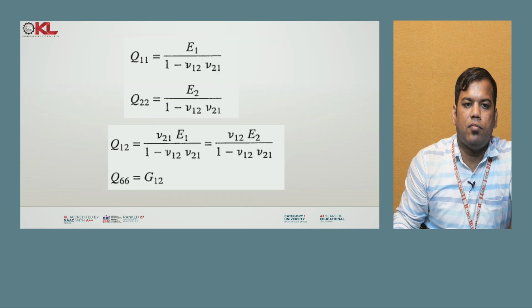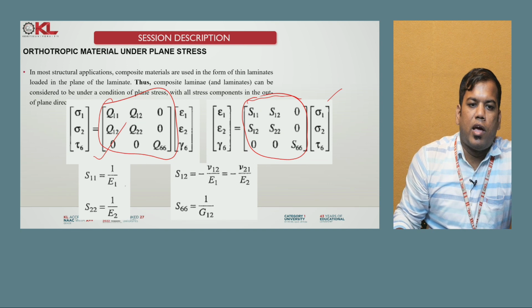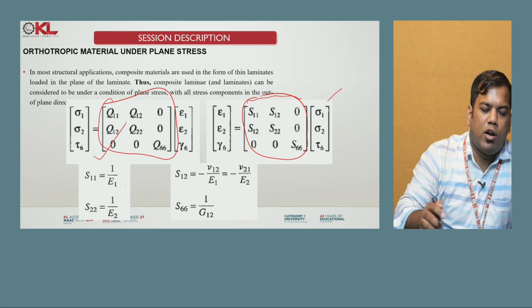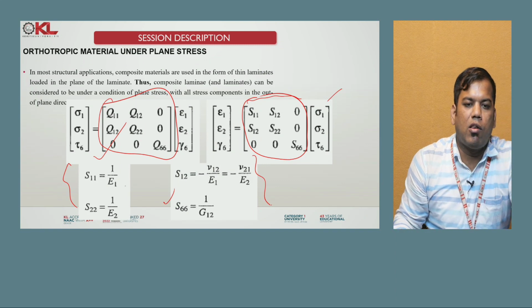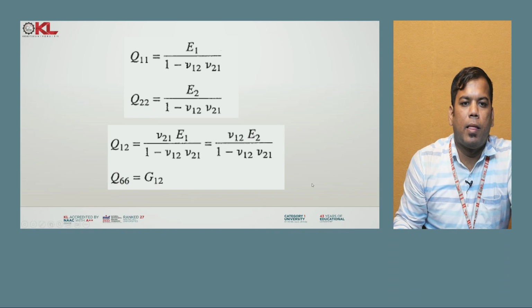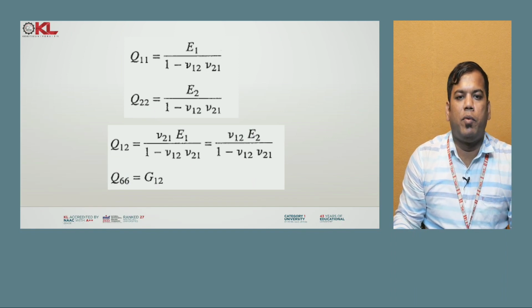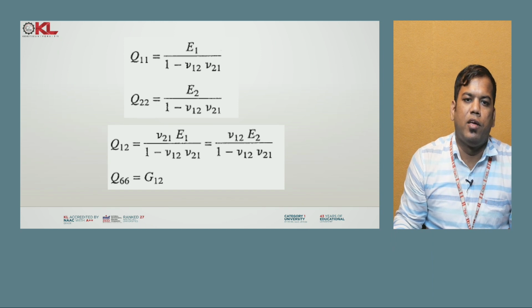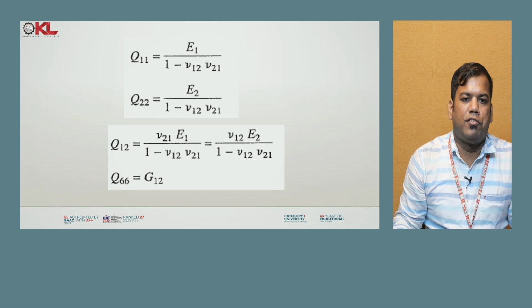Here we can calculate the S11, S12, S22, S66 terms. All these terms we can calculate using the general mathematical formula for a matrix inverse. Similarly, Q11, Q12, Q22, Q66 can also be calculated, in terms of E1, E2 and nu12, the elastic moduli and Poisson's ratio.